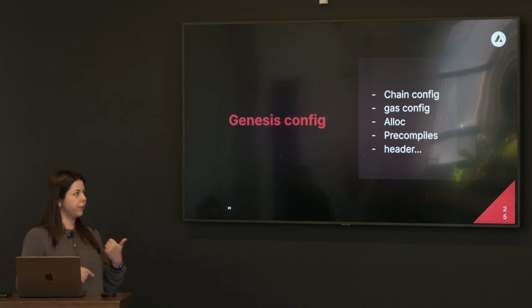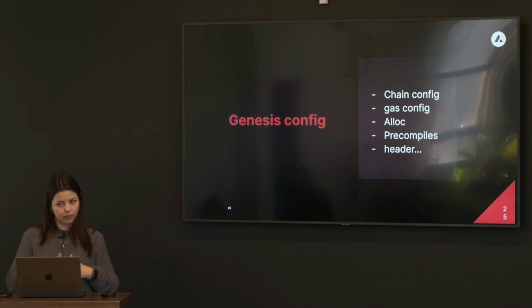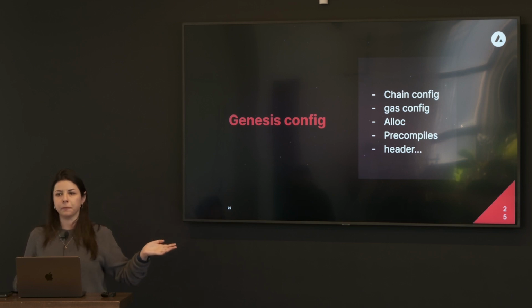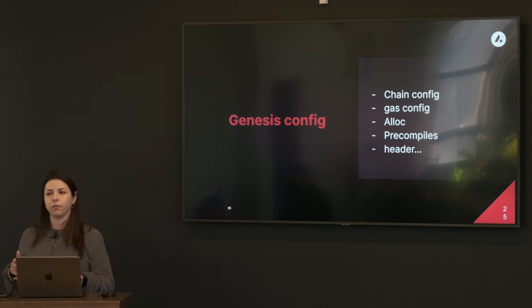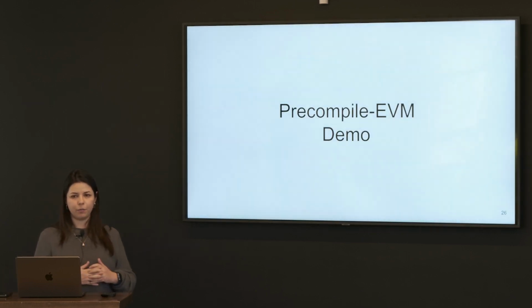It will have the gas configuration, the allocation of funds at the very beginning, when the subnet or the chain has been launched, and you can have the precompiles there as well. If you want to modify a precompile afterwards, then you need an upgrade signal, so that every validator knows to activate this specific precompile at a specific time. We're going to see that in a minute. So we're going to go for the demo. Any questions so far? Okay.